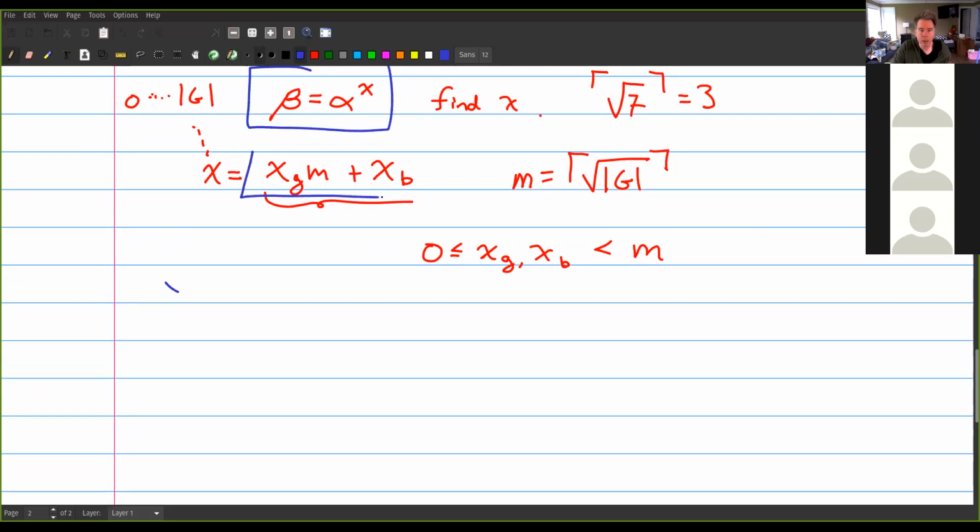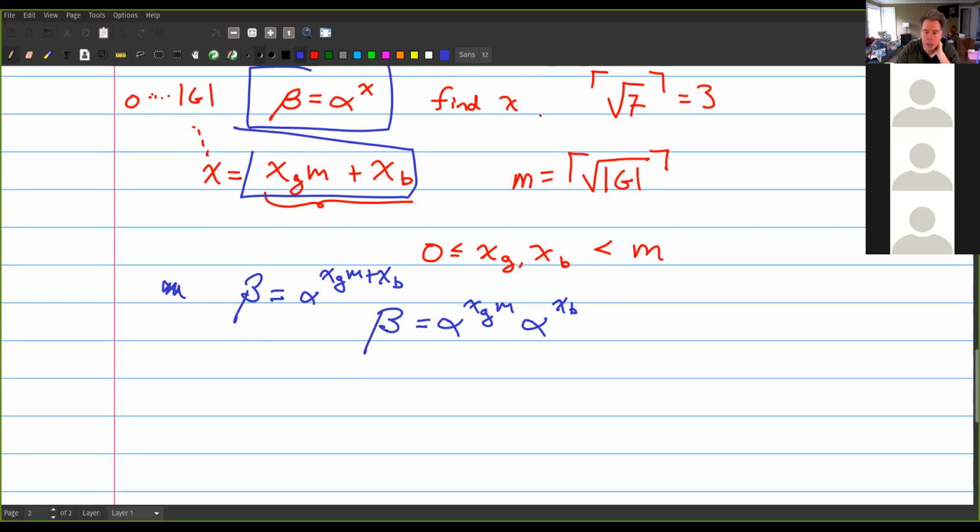So if we make this substitution here, we can write beta is equal to alpha to the xgm plus xb. And now we're just going to rearrange things. None of this is really going to make sense until we get to the example, but just check my derivation and make sure I don't do anything wrong. Over here on the right, this becomes alpha to the xgm times alpha to the xb. That's just the way exponents work. So we've got beta here.